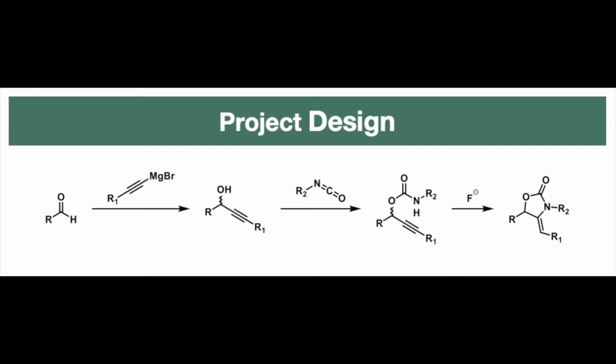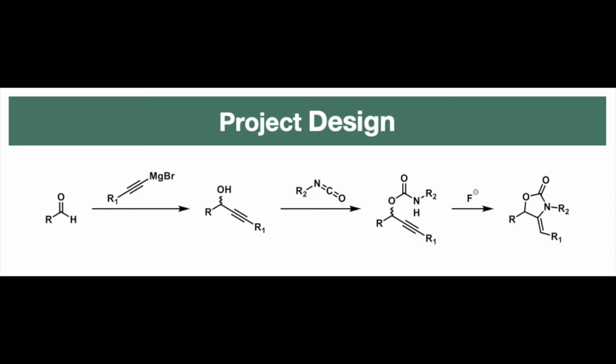What sets this methodology apart from previous techniques is that it uniquely utilizes a fluoride source to induce cyclization of alkynyl carbamates to the desired heterocycle product. This project was designed to begin from aldehyde precursors, which were used to synthesize propargyl alcohols using an acetylenic Grignard reagent. The propargyl alcohol product was then intended to be subjected to addition with isocyanates to furnish carbamate derivatives.